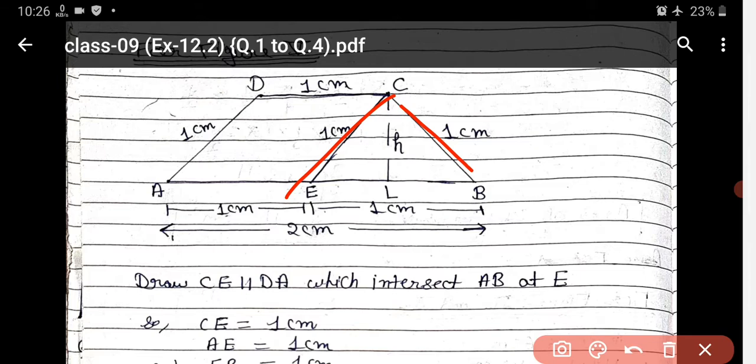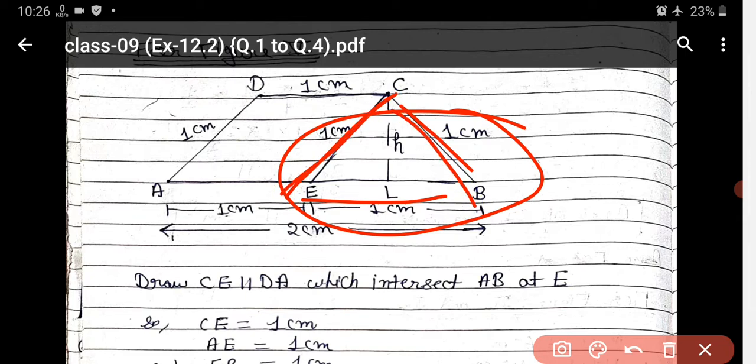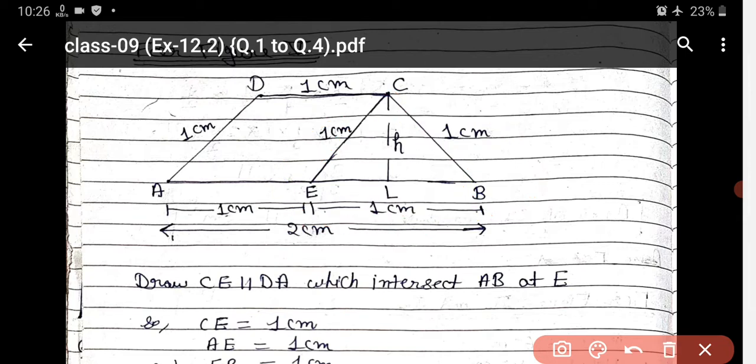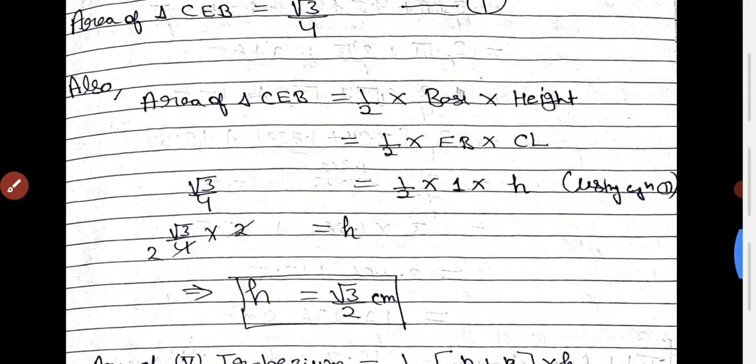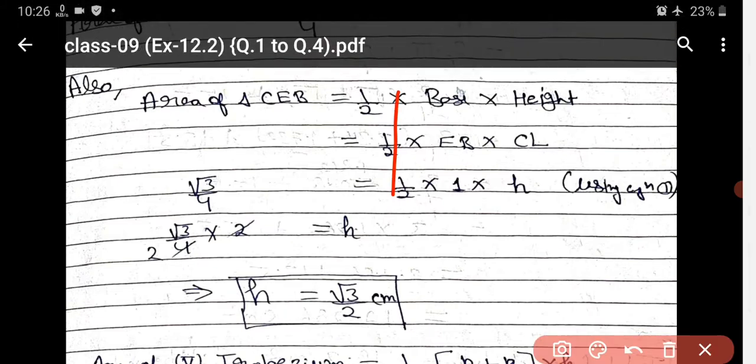First, you have to find the area of this triangle by using Heron's formula or by using the area of equilateral triangle. Secondly, you have to find the area of this triangle by using half into base into height, because you have to consider this one as a height, that is CL. Okay. So you also write area of triangle CEB is equal to half into base into height. Base you consider EB and height you consider CL. So it is half, base becomes 1 and height becomes h.